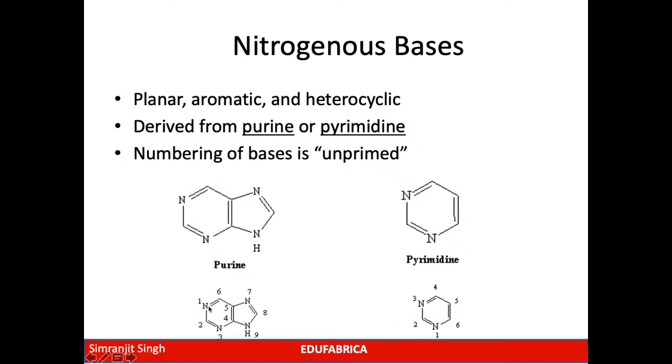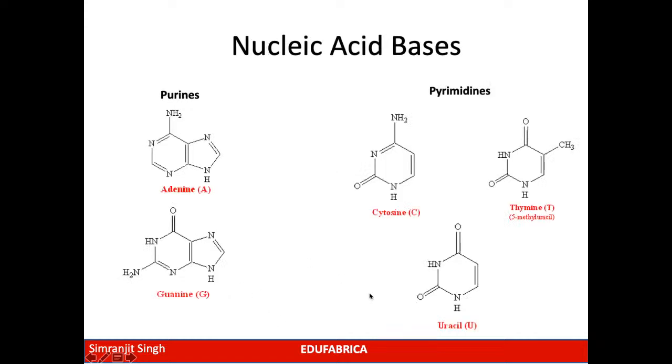Like in this purine, starting from this nitrogen: 1, 2, 3, 4, 5, 6, then 7, 8, 9. In this case, it's starting from this bottom one: 1, 2, 3, 4, 5, 6. So remember this numbering in purines and pyrimidines. The purines are adenine and guanine, and the pyrimidines are cytosine, thymine, and uracil.